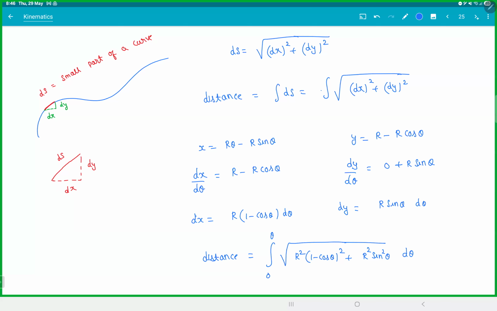Any answers? Everyone should try. It is just an integration. 2r theta plus sine theta. You got that.